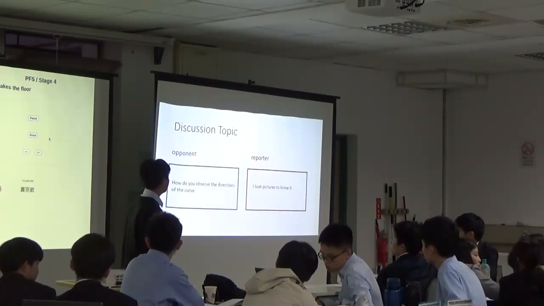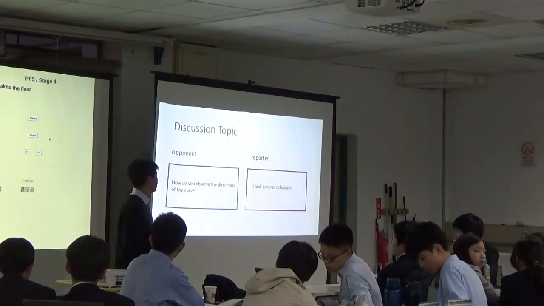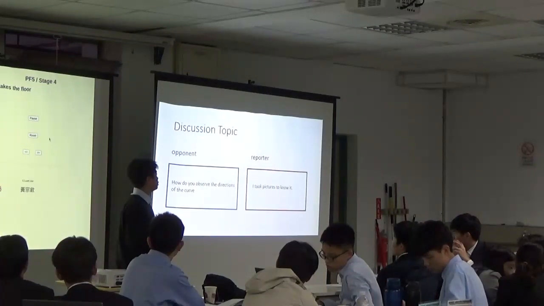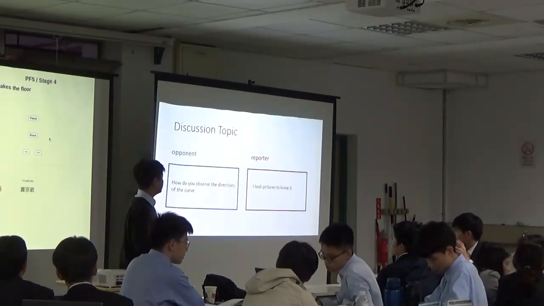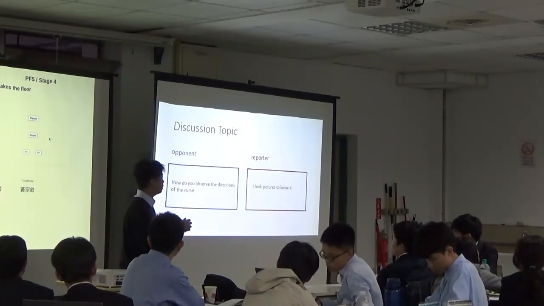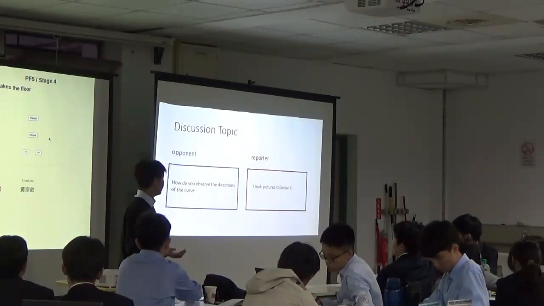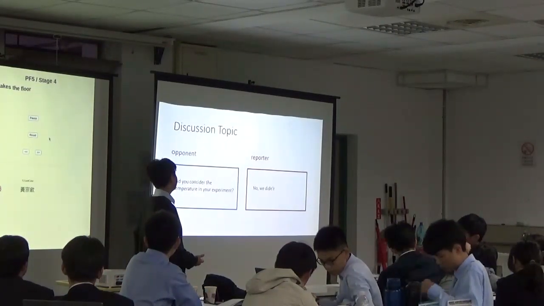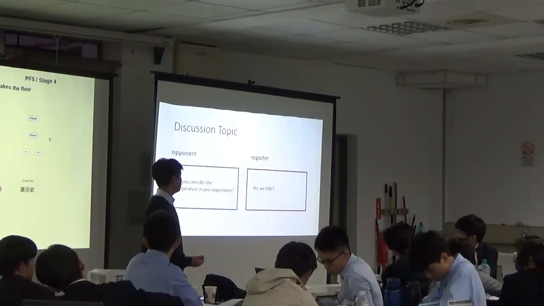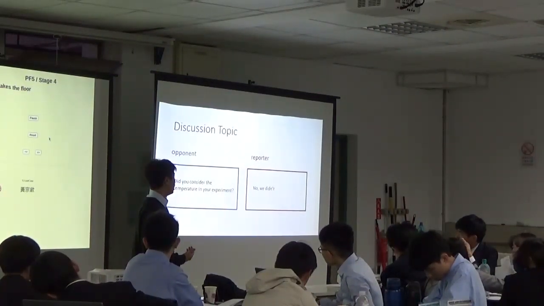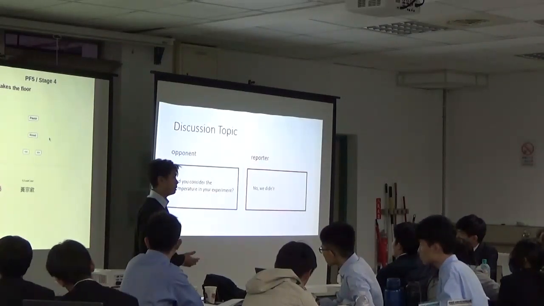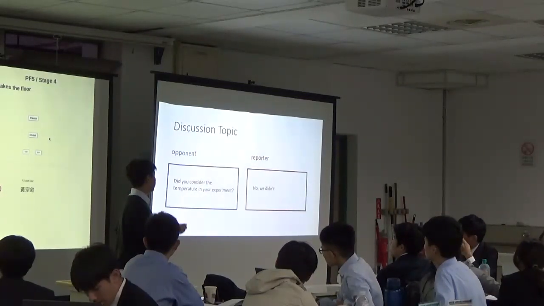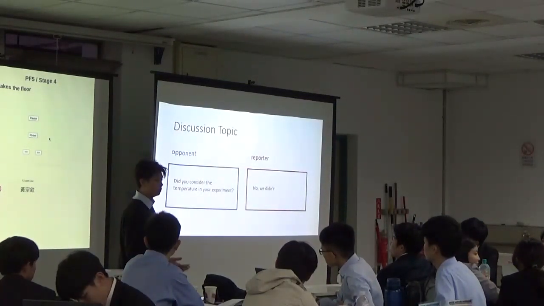As for the discussion topics, the opponent asked how you observed the direction of the curve, and the reporter replied that they took pictures. I think taking pictures is a good way, and you can analyze the curvature from image shaping. The opponent also asked whether you considered the temperature in the experiment, and the reporter said no. I think temperature is not important in this experiment because the rate of temperature change won't affect it very much.